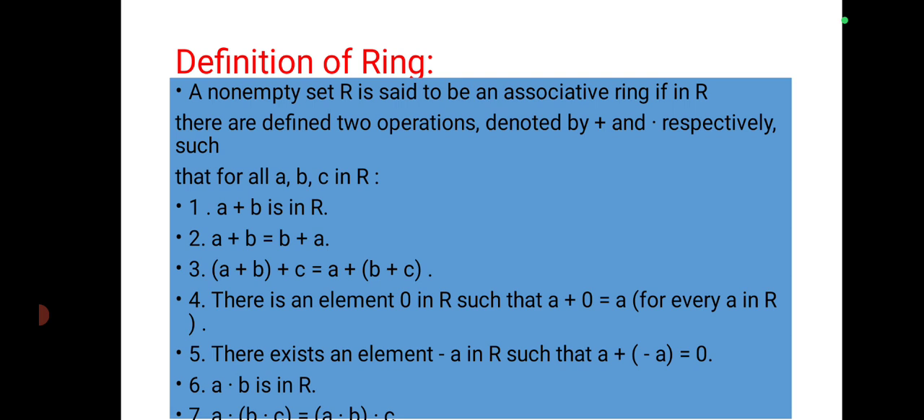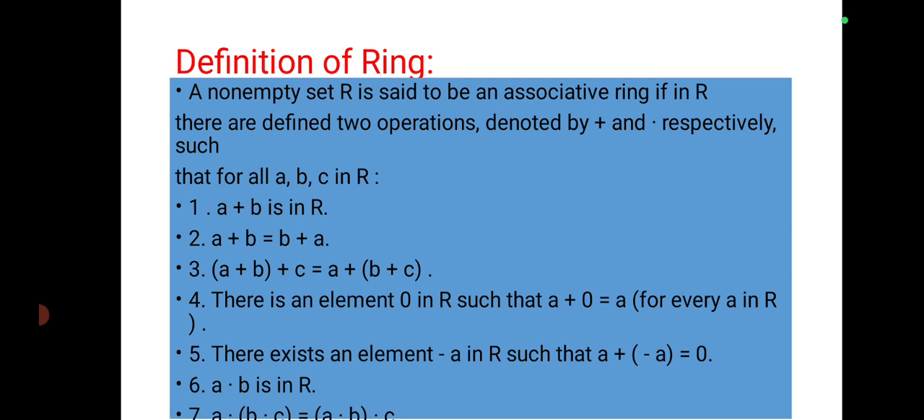First, the closure property: a plus b is in R. Associative: (a plus b) plus c equals a plus (b plus c). Identity: there is an element 0 in R such that a plus 0 equals a for every a in R, where 0 is the additive identity. Next, inverse: there exists an element minus a in R such that a plus (minus a) equals 0, where a is an element of R and minus a is the inverse of a.